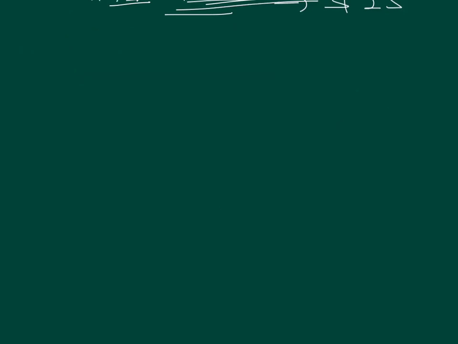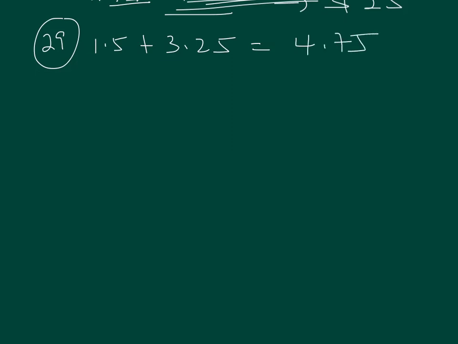We move on now to question 29. 1.5 liters of syrup is mixed with 3.25 liters of water. The mixture is then poured equally into 50 identical glasses. What is the amount of mixture in each glass? So you have 1.5 liters of syrup plus 3.25 liters of water. This will actually give us 4.75 liters of mixture.